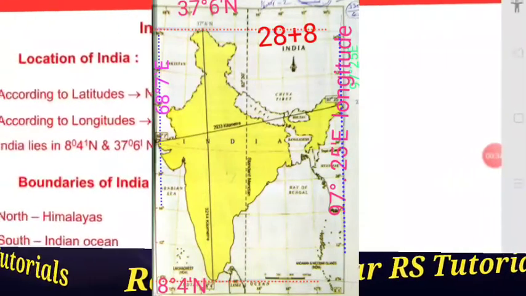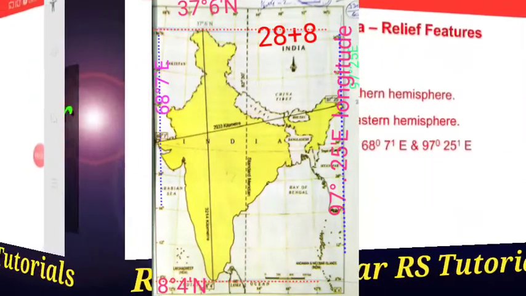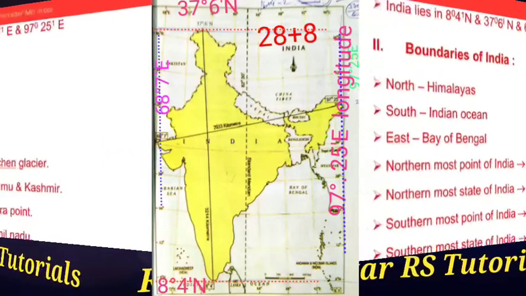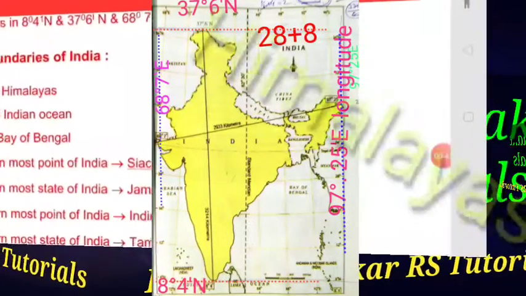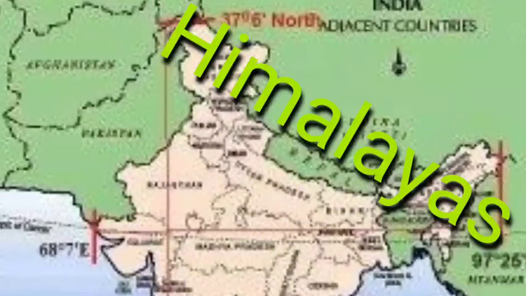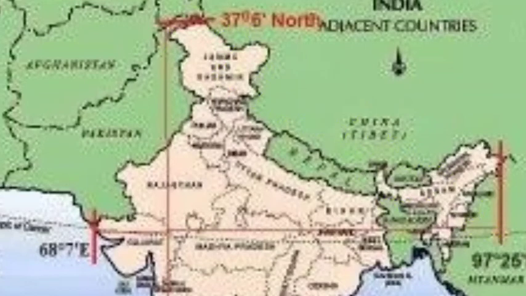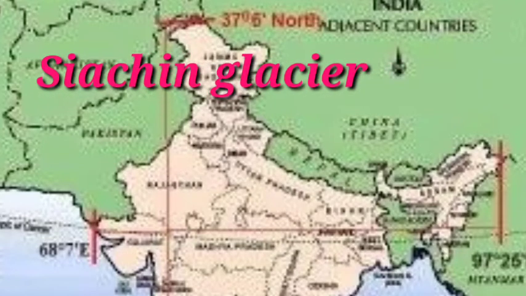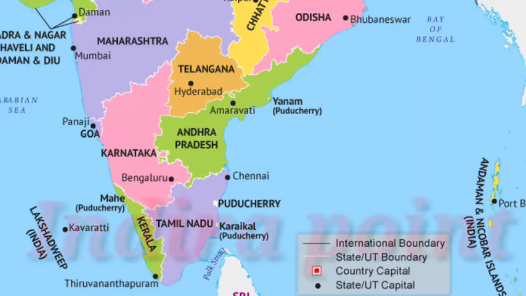Now let's discuss the boundaries of India. What is the northern boundary of India? Himalayas. Southern boundary of India, Indian Ocean. Eastern boundary of India, Bay of Bengal. Western boundary of India, Arabian Sea. Northernmost point of India, Siachen Glacier. Northernmost state of India, Jammu and Kashmir.